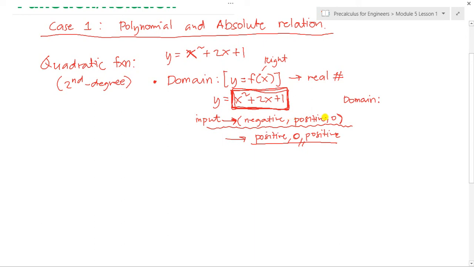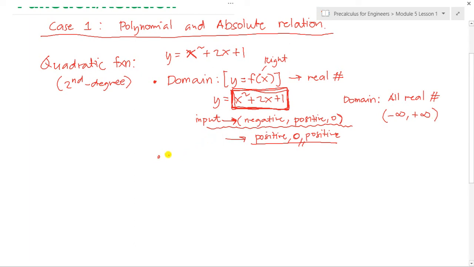So what does it mean? That our input, or our domain, is all real numbers. So in interval notation, that is negative infinity to positive infinity. Did you get it, class? Okay, got it.